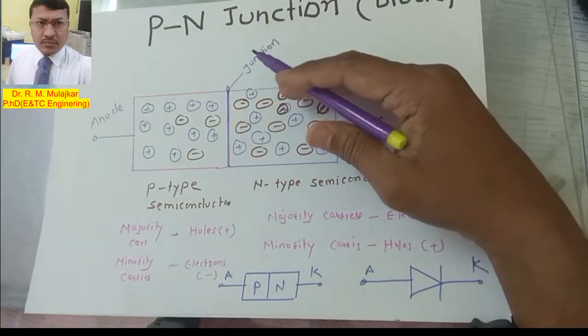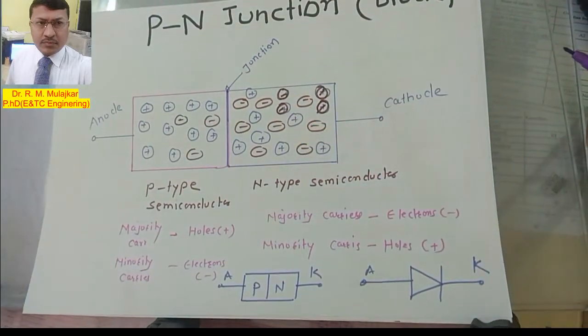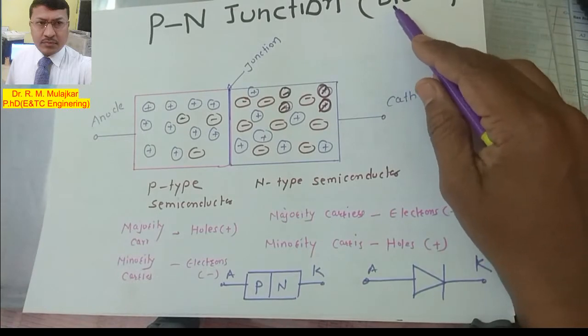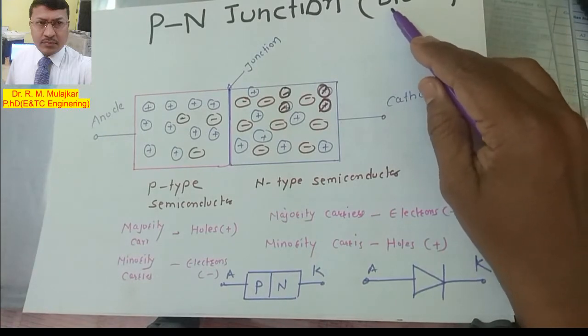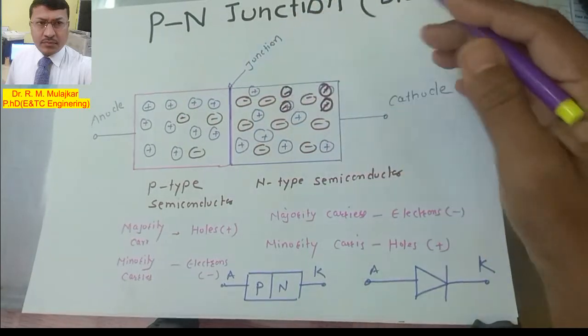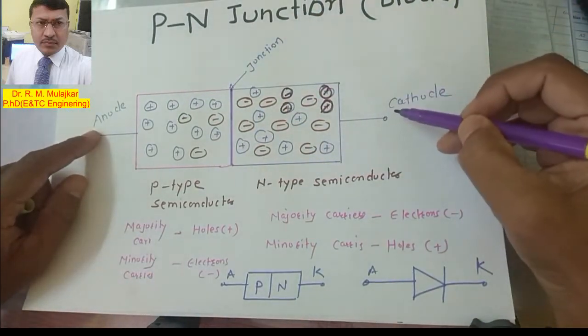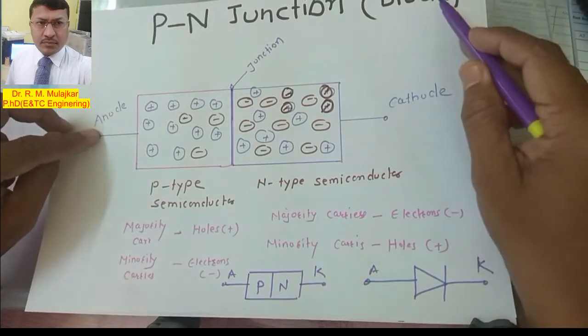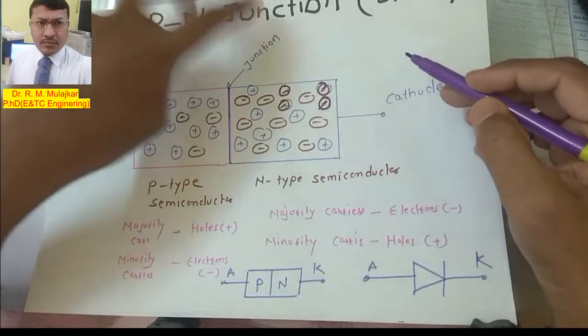Hi friends, in this lecture we will see the PN junction diode in detail. A PN junction diode has two terminals, one is the anode, another is the cathode. As it has two terminals, di meaning two, it is called a diode.